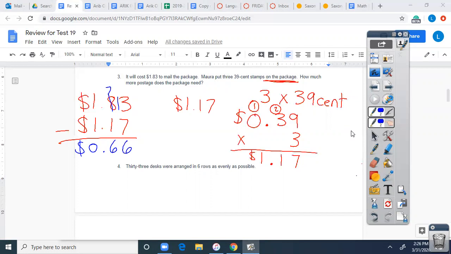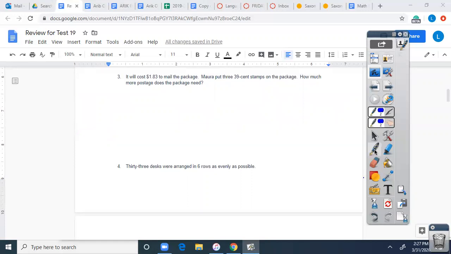All right, number 4. This one, I think, is the hardest question on the test. So stay with me. If you want to watch this part a few times, you can. I'm going to try to give you a couple hints on how to solve this. Okay, 33 desks were arranged in 6 rows as evenly as possible. Let's scroll down just a little bit so you can see what A and B say.